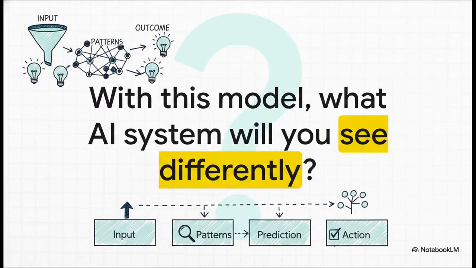So the next time you use an AI tool, whether it's for your work or just for fun, try to see this 4-step prediction process in action. Think about the input, the patterns it might be hunting for, and the probable outcome it's trying to deliver. And my question for you is this: now that you're armed with this mental model, what AI system are you going to see differently?